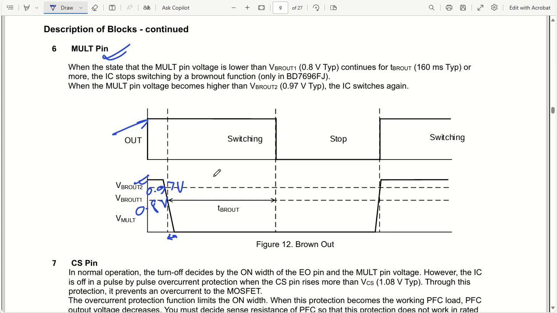So as you can see, this particular switching is happening based on the multiplier pin voltage. Whenever the multiplier pin goes down, and as you can see it has gone down and then again it is going up, it starts switching. Once it goes down, it stops for the next cycle, and then it takes switching again, and this is how the output pin will be available. So this will be driving the gate pin.